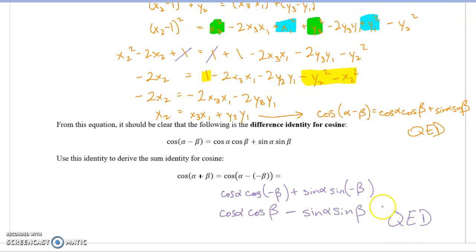All right, so that is a proof of the cosine difference identity and the cosine sum identity. I hope you enjoyed that as much as I did.